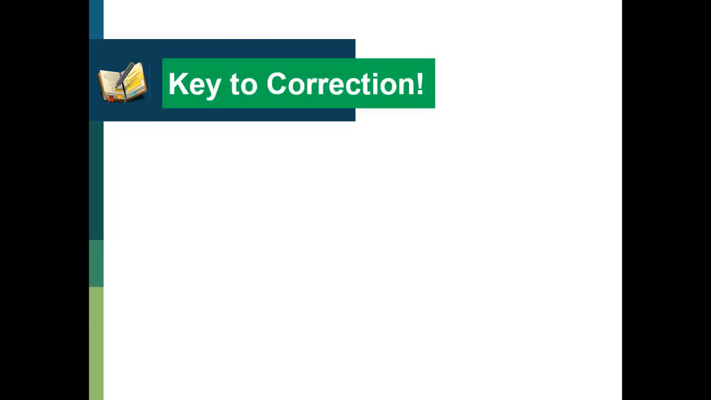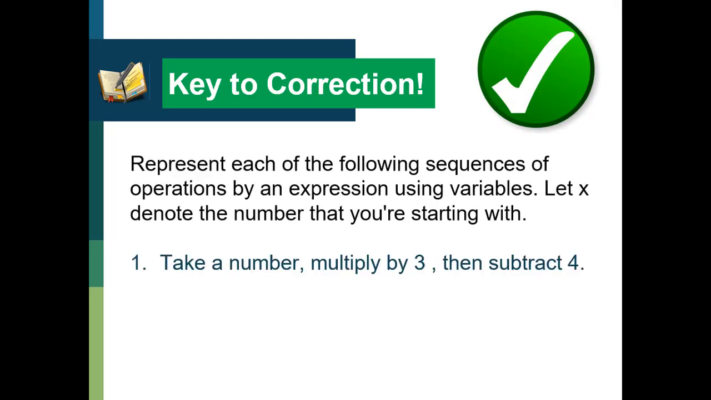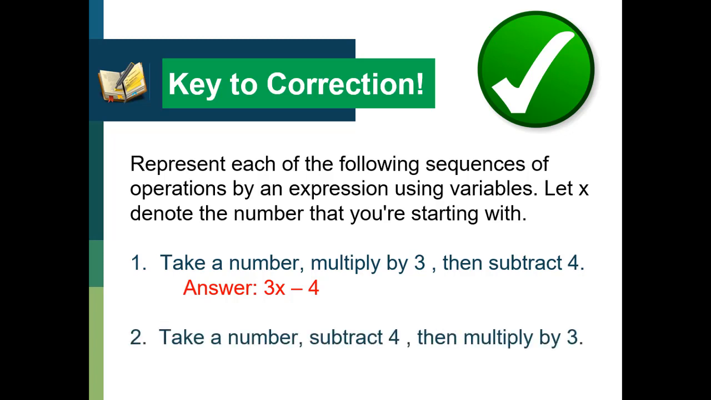I think you now have your answers, so here is your key to correction. The first statement, take a number, multiply by 3, then subtract 4, will be represented by 3x minus 4. What about the next statement? Take a number, subtract 4, then multiply by 3. That is 3 times the quantity x minus 4. See the difference? It's very easy, right? Once you understand how to represent an operation using variables, it will be a lot easier when you move to the next step of mathematics, and that is algebra.